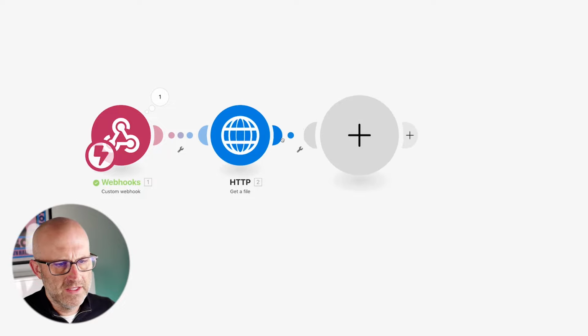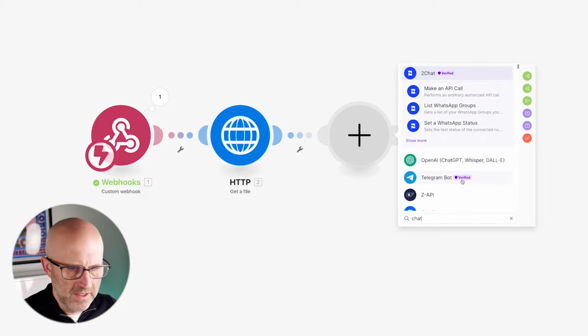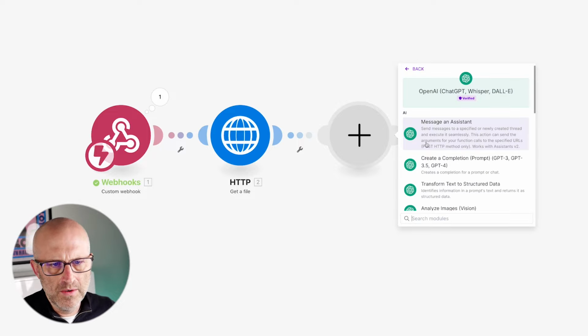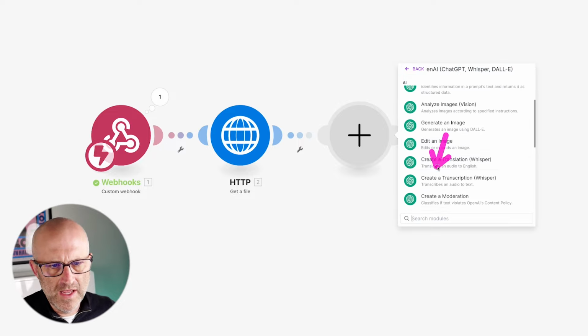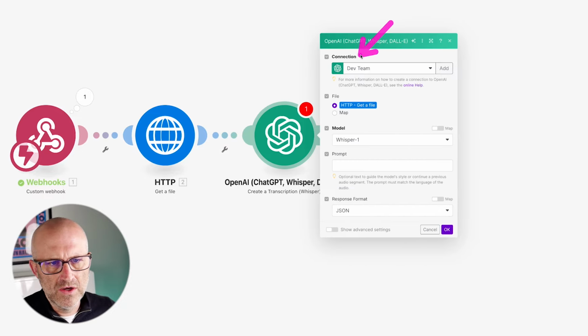And now I'm going to add the ChatGPT Whisper model. ChatGPT, I'll show more. We'll scroll down to create a transcription. Make sure not to pick create a translation, although that would be a cool API feature as well. If you don't already have a connection, go ahead and add one here. I've already got mine, so I've selected that.